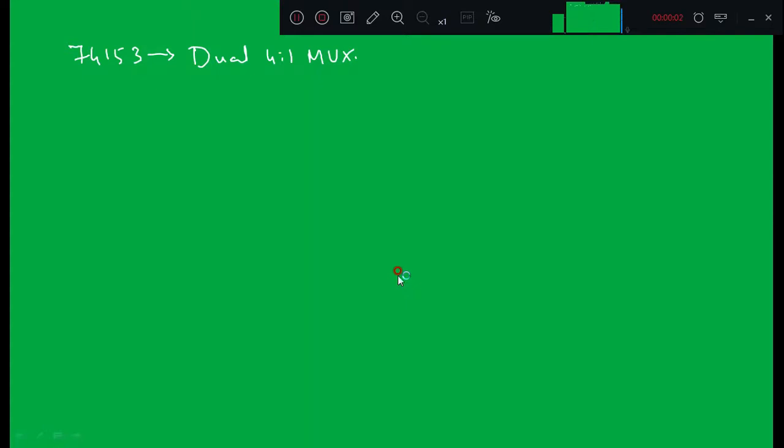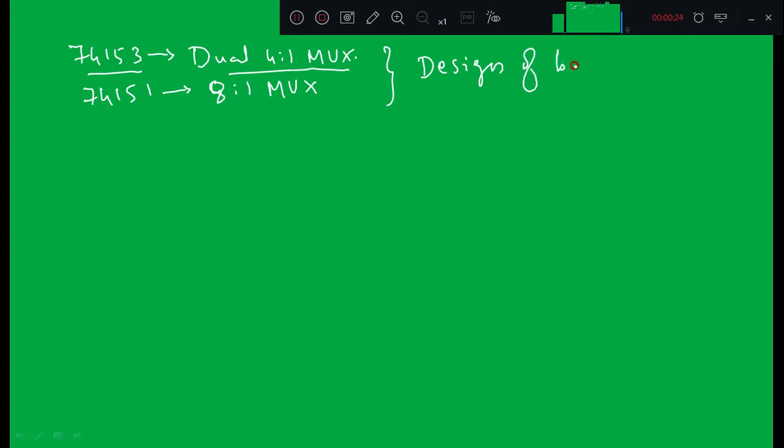Good afternoon, students. In the last class, we discussed two multiplexers. One is 74153, which is a dual 4:1 mux, and 74151, which is an 8:1 mux, right? And we have also seen the design of Boolean functions using these two multiplexers.